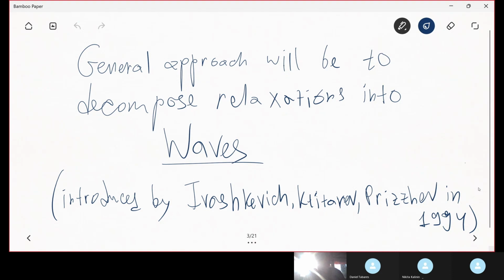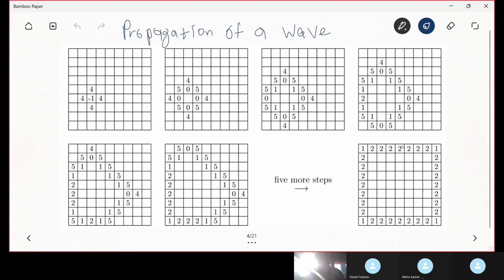And the waves, as I promised, I'll insert some references, were introduced in 1994 by Ivashkevich, Ktitarev, and Priezzhev. I think it's Priezzhev. And we thought that we invented them, but actually it was 20 years before us. So anyway, that's an example of a wave propagation.